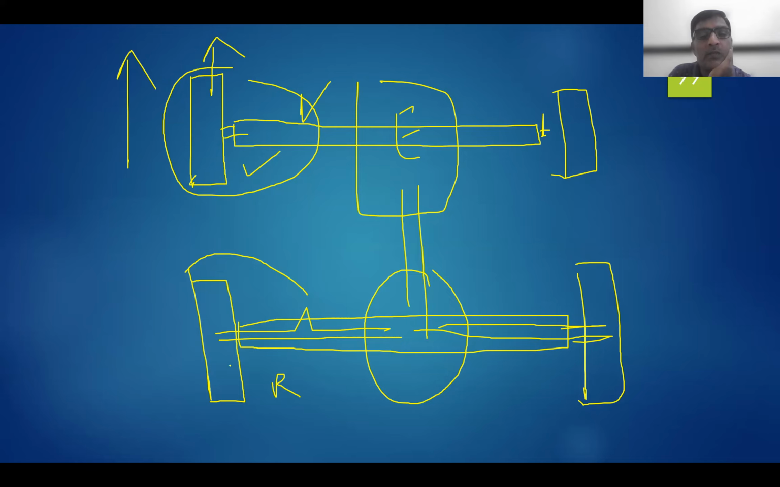So whenever the wheels on the live axle are going to rotate, whatever RPM these wheels mounted on the live axle are rotating, with the same speed these front wheels are going to be rotating. So this is about dead and live axle. And we have taken one example, that is front engine rear wheel drive.